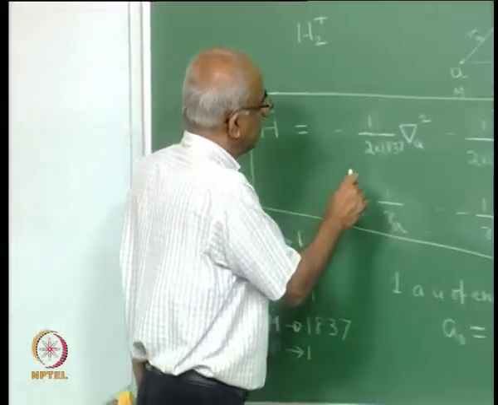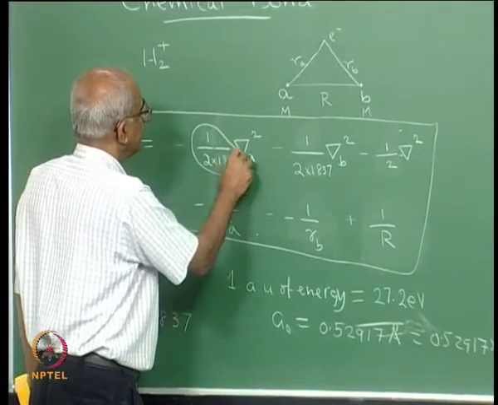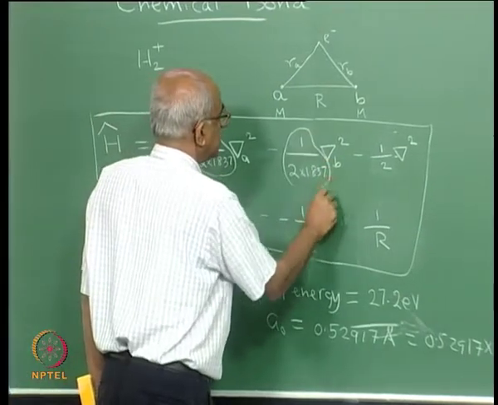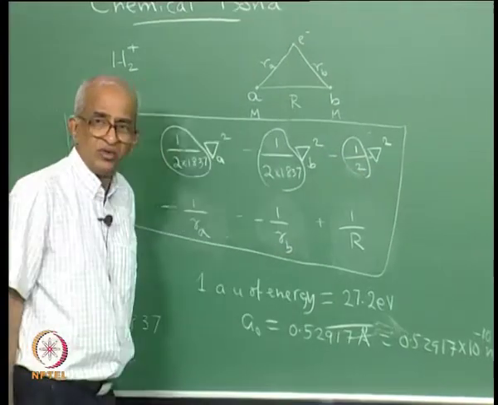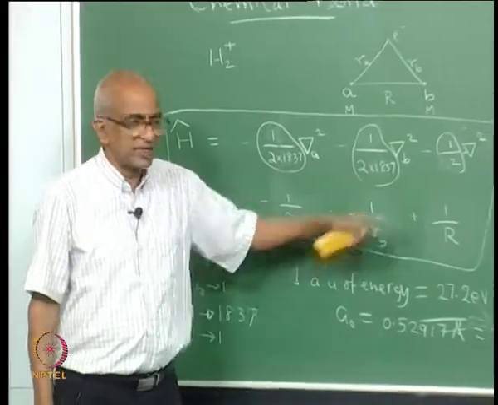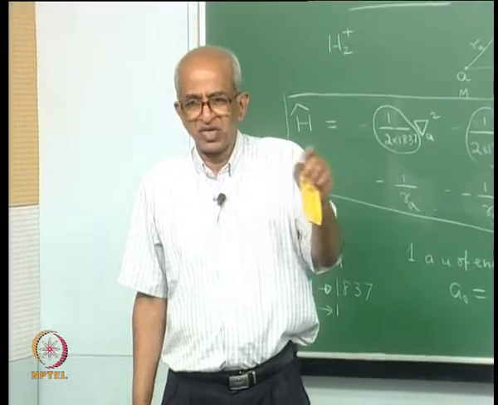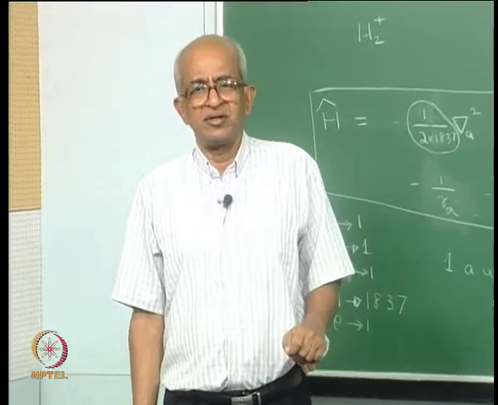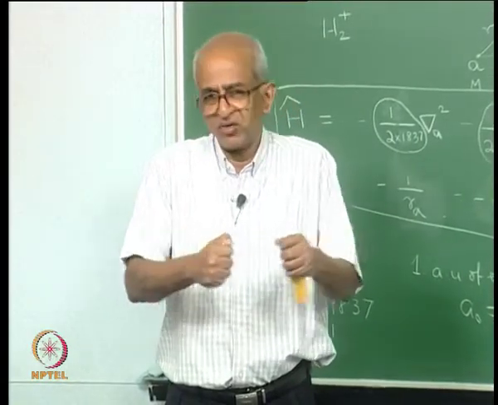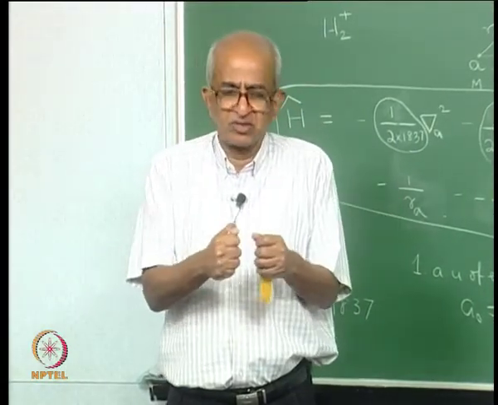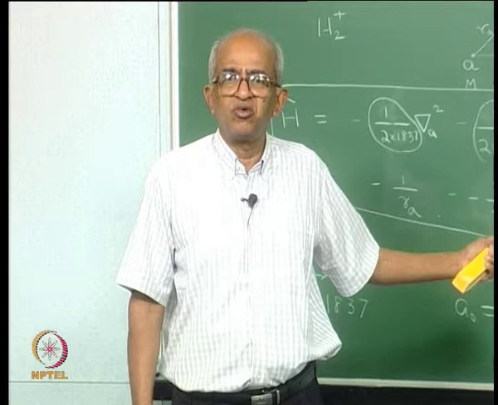But then if you look at this, you see, I did this on purpose. If you look at this term, over that term there is this 1 by 2 into 1837, whereas here there is only 1 by 2. Why do you have 1837? Simply because your nucleus is much heavier than the electron. This also means that the nucleus would be sluggish. I mean, you know that heavy objects move only slowly, so the movement of the nuclei is going to be rather slow in comparison with the movement of the electron.